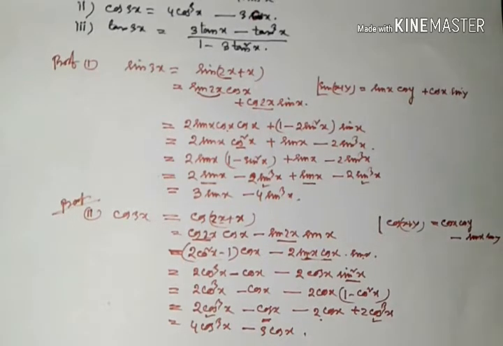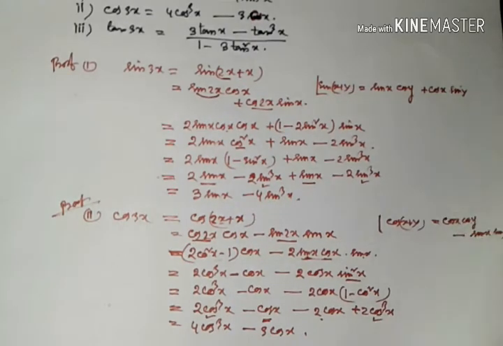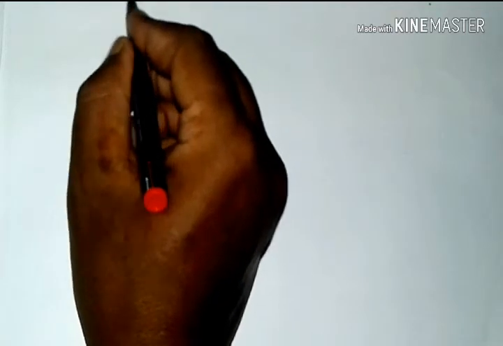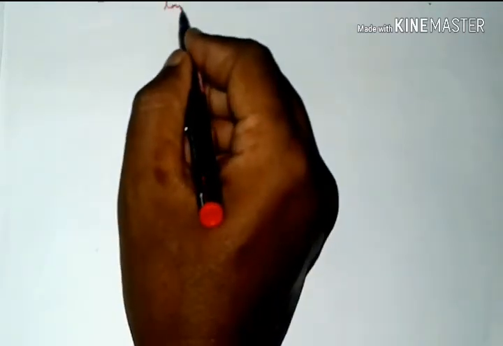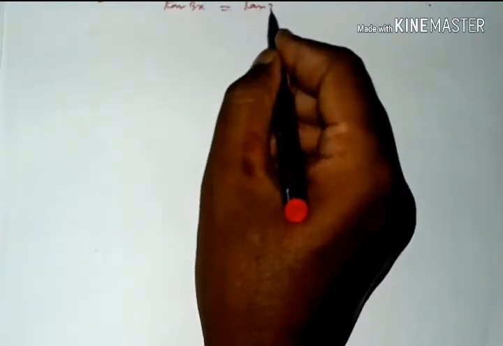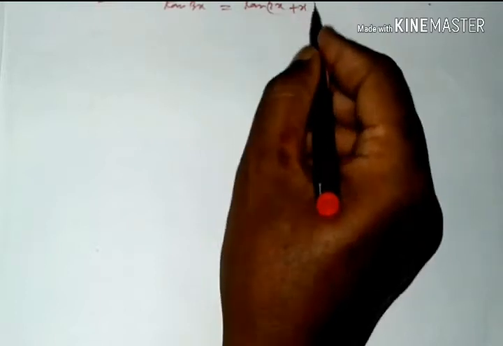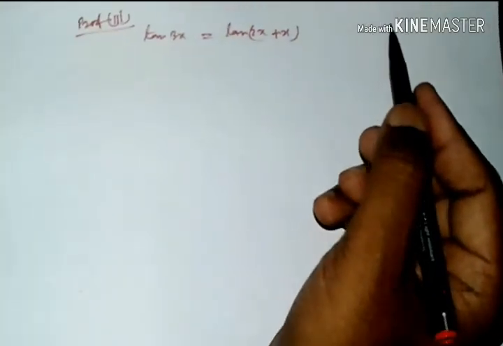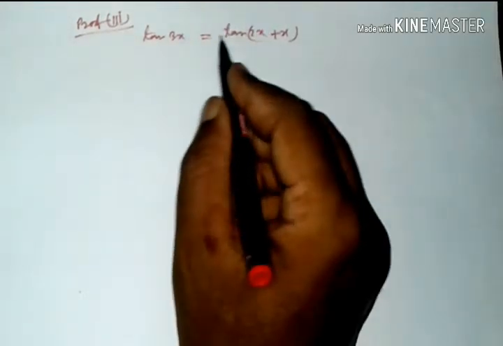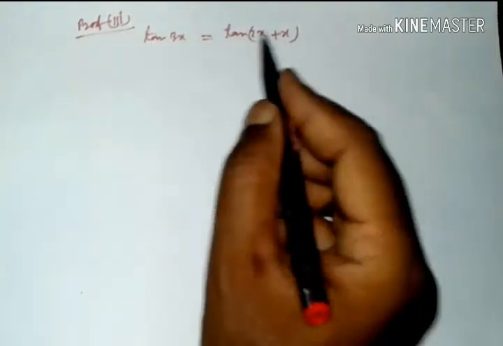Similarly, we can prove tan 3x also. This can be done in this way. Proof of tan 3x: tan 3x can be written as tan of 2x plus x.